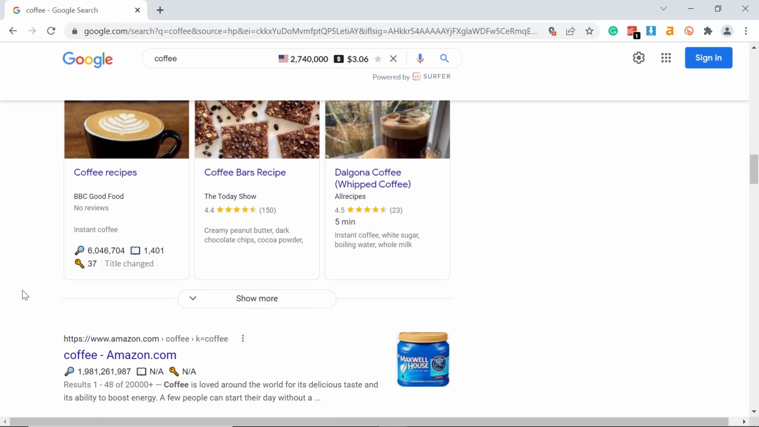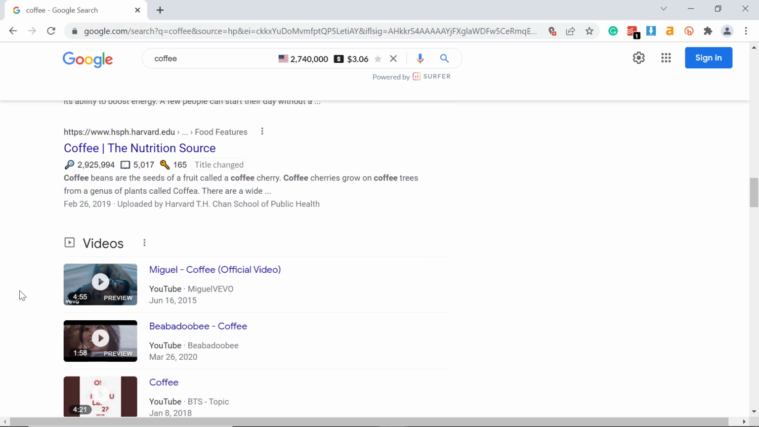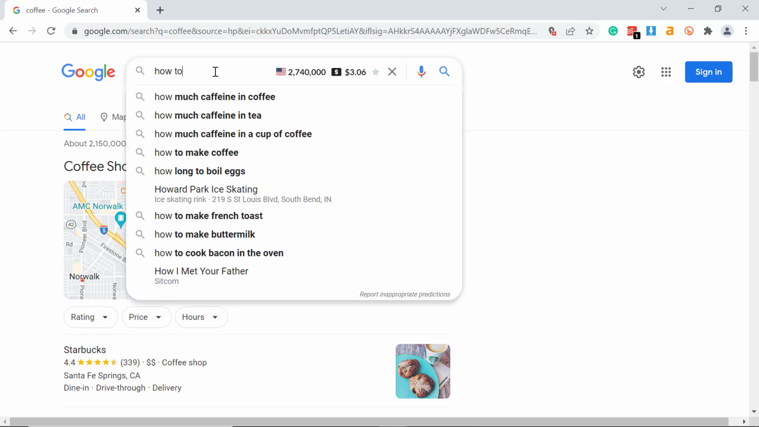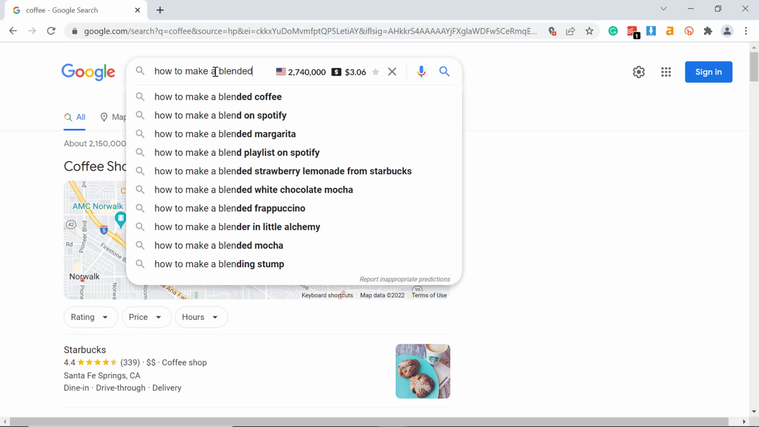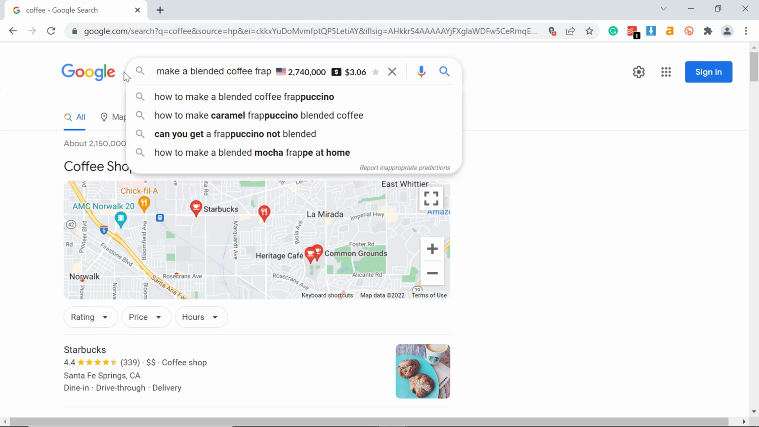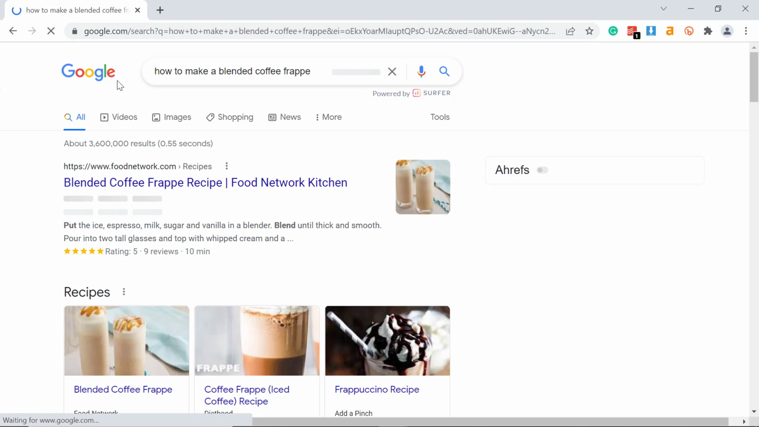Consider all your competitors out there who are also attempting to rank for the term coffee in search engines. This is a very competitive keyword. A term like how to make a blended coffee frappe may not be as frequently put in, but it is extremely relevant and likely not as competitive. Keywords like this will almost certainly make it into your list of keywords to optimize for.